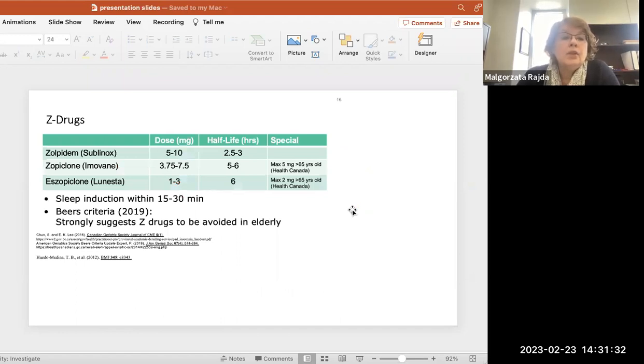This is a little bit of information about their pharmacokinetics.